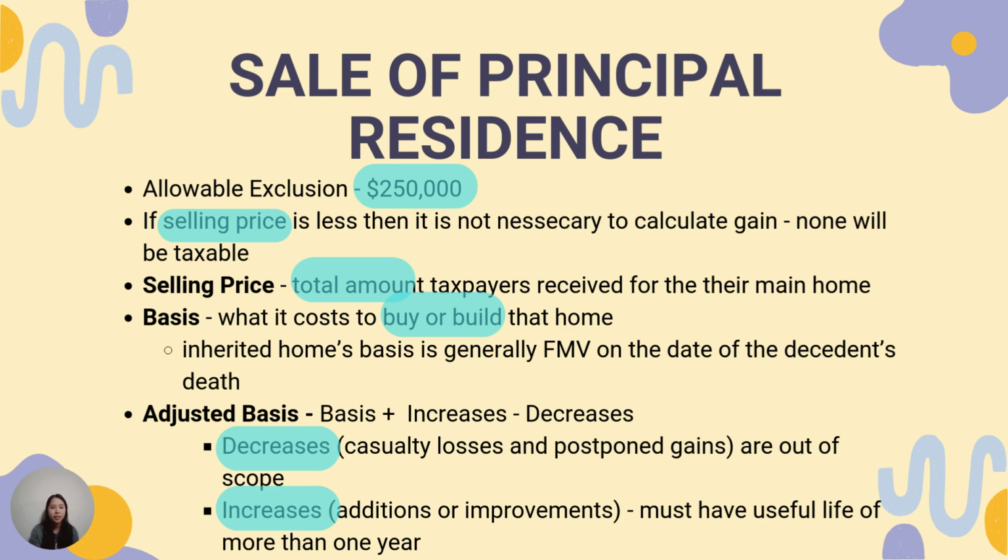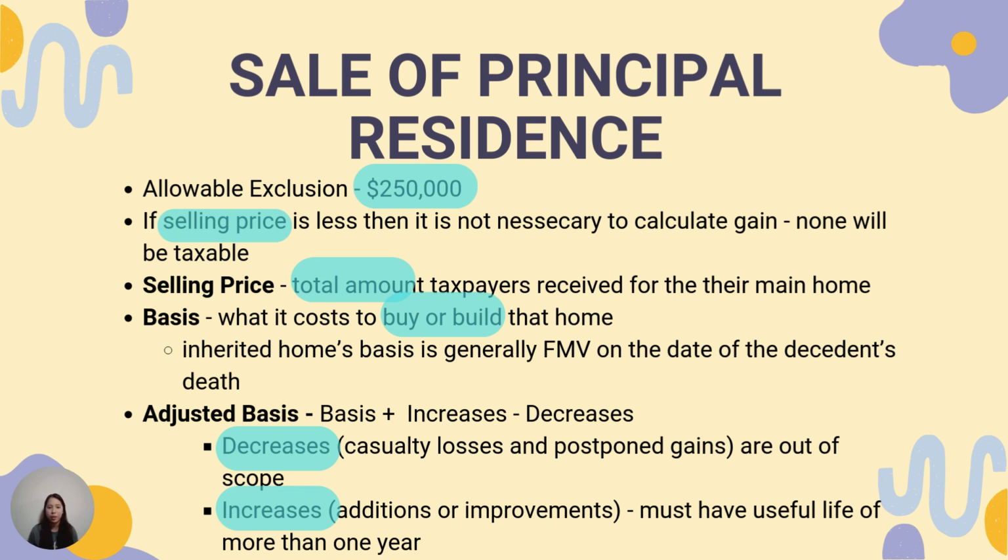If the selling price is less than 250,000, obviously you're not going to have a capital gain higher than 250,000, so there is no need to calculate taxable capital gains because there won't be any. But what else do you need to know to calculate capital gains in the event that you will need to calculate it? Well, you first need to know the selling price, which is like the sale of stocks and mutual funds.